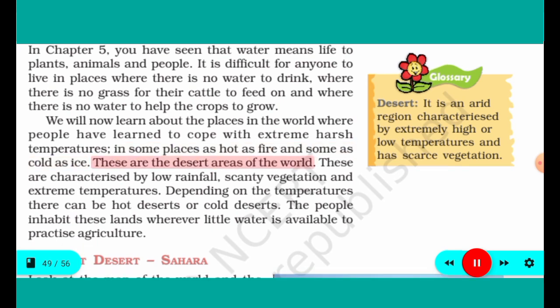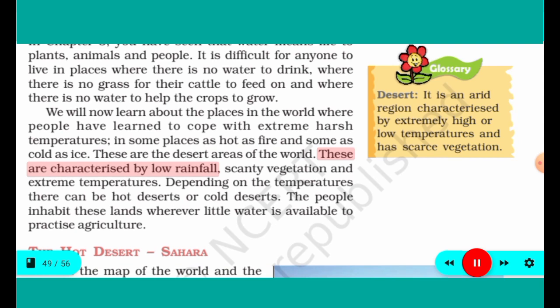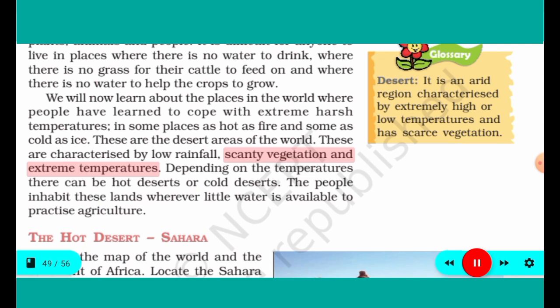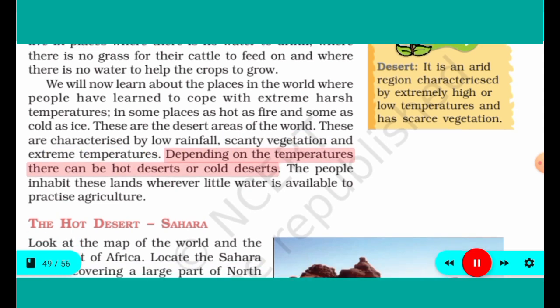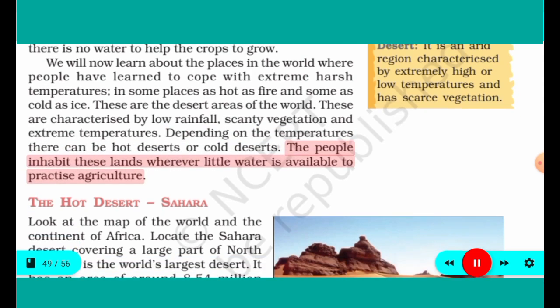These are the desert areas of the world. These are characterized by low rainfall, scanty vegetation and extreme temperatures. Depending on the temperatures, there can be hot deserts or cold deserts. The people inhabit these lands wherever little water is available to practice agriculture.